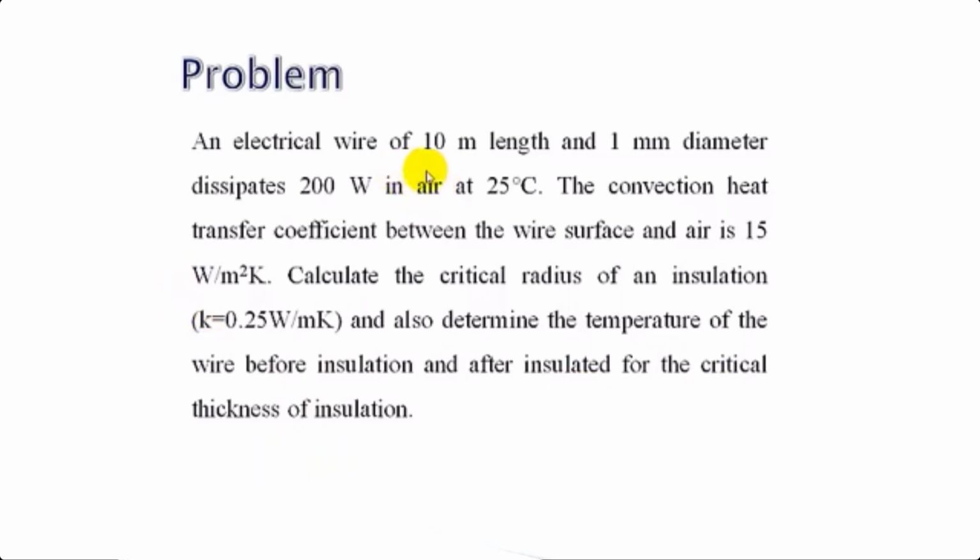So an electrical wire 10 meter length and 1 mm diameter dissipates 200 watts with the surrounding air temperature 25 degrees centigrade. The convection heat transfer coefficient is given, 15 watts per meter square Kelvin. So heat dissipation is given, 200 watts. That is from the bare wire. Now we are providing critical thickness of insulation with an insulation material having thermal conductivity 0.25 watts per meter Kelvin. Now we have to find out the cable surface temperature, determine the temperature of the wire before insulation and after insulation for critical thickness of insulation.